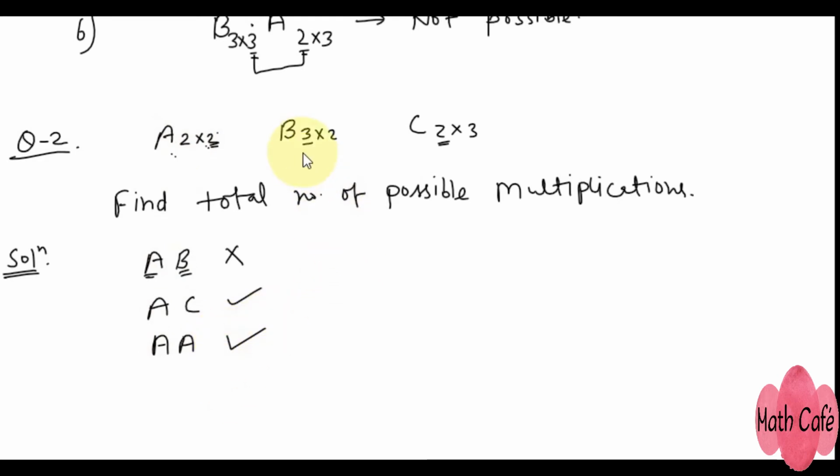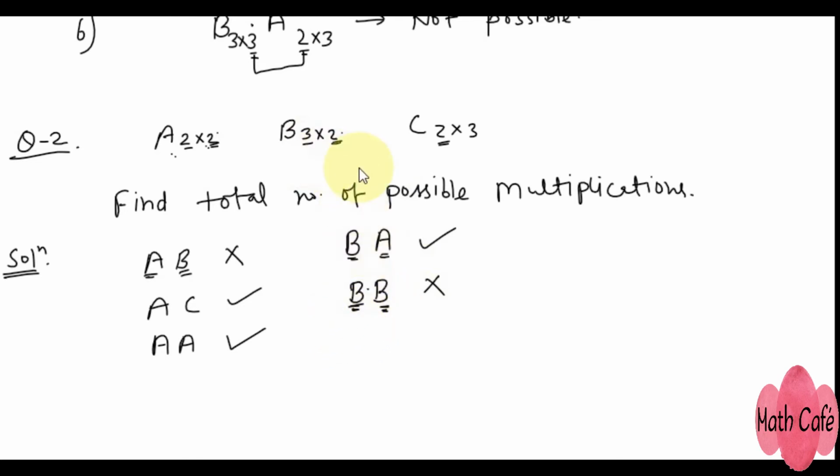Let's proceed with multiplication of BA. Multiplication of BA is possible when the number of columns in B is equal to the number of rows in A. The number of columns in B is 2 and the number of rows in A is 2. So this multiplication is possible. Next we will see multiplication of BB. BB is not possible because the number of columns in matrix B is 2 and the number of rows in matrix B is 3. So this multiplication is not possible.